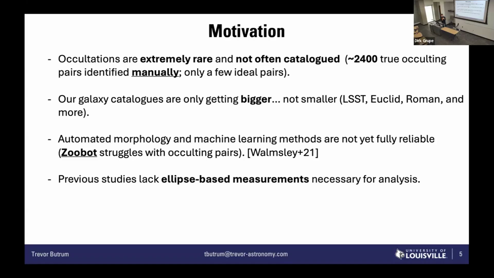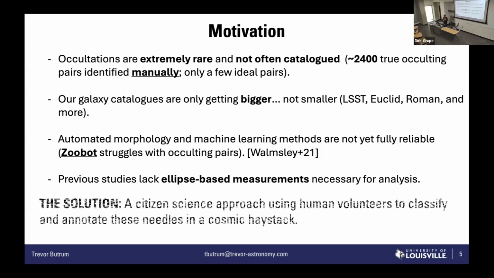You'd have to ask Dr. Walmsley about that. Also, previous studies lack ellipse-based annotations for these galaxies. To actually do this rotational and isophotal fitting, we need ellipses fit on the galaxies, and a lot of these studies didn't have that. So the solution was a citizen science approach, with human volunteers classifying and annotating these galaxies. That's what my whole project is.